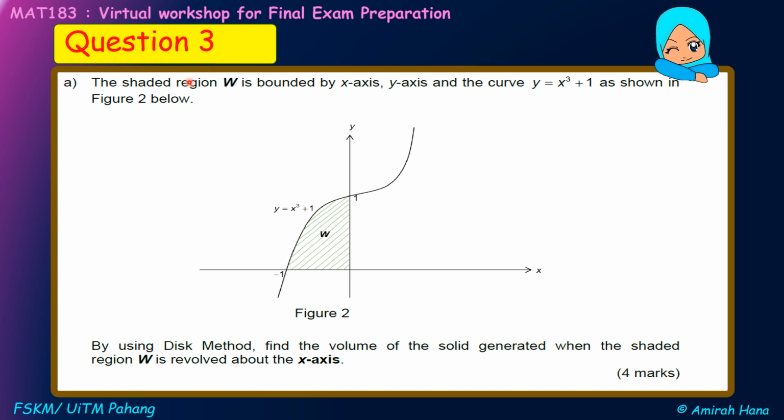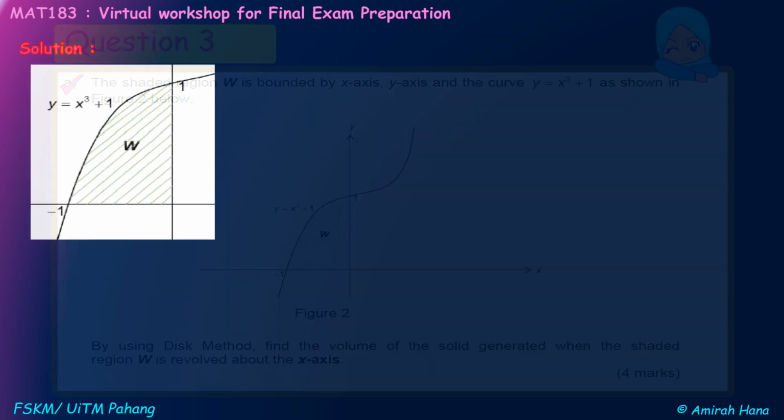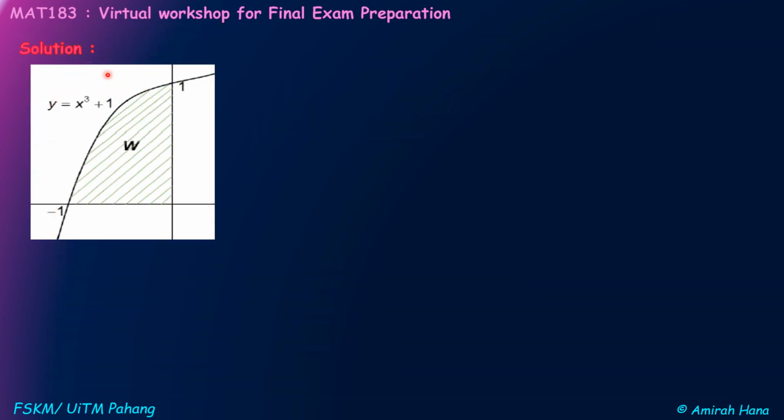Okay, next question 3A. The shaded region W is bounded by the x-axis, the y-axis, and the curve y equals to x cubed plus 1, as shown in figure 2 below. By using this method, find the volume of the solid generated when the shaded region W is revolved about the x-axis. Right? Okay, kita tengok dia punya solution.